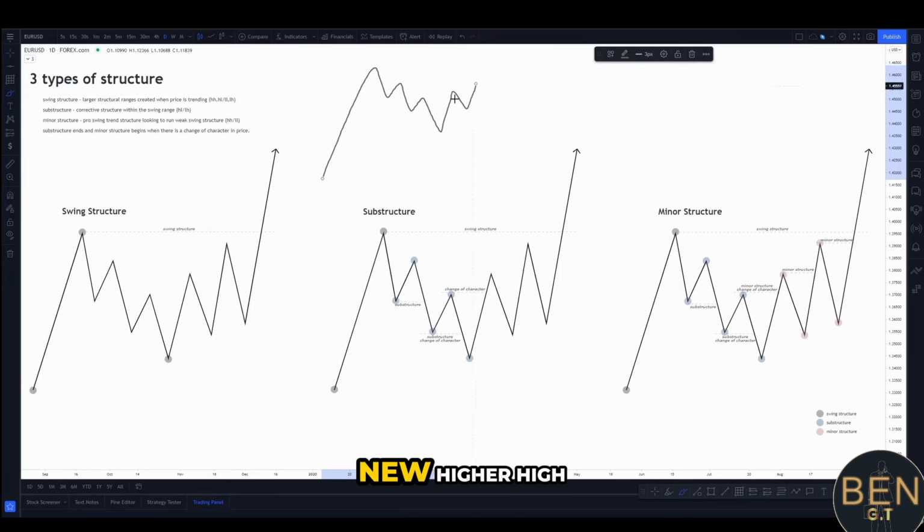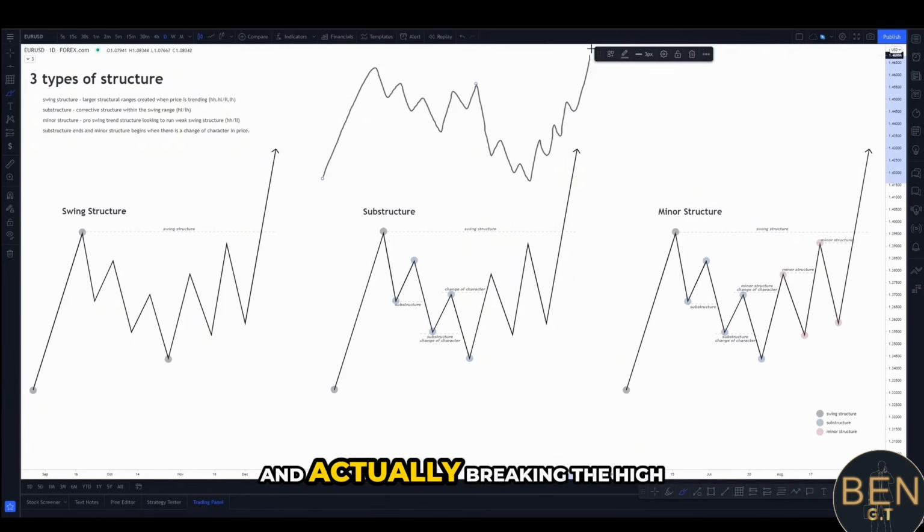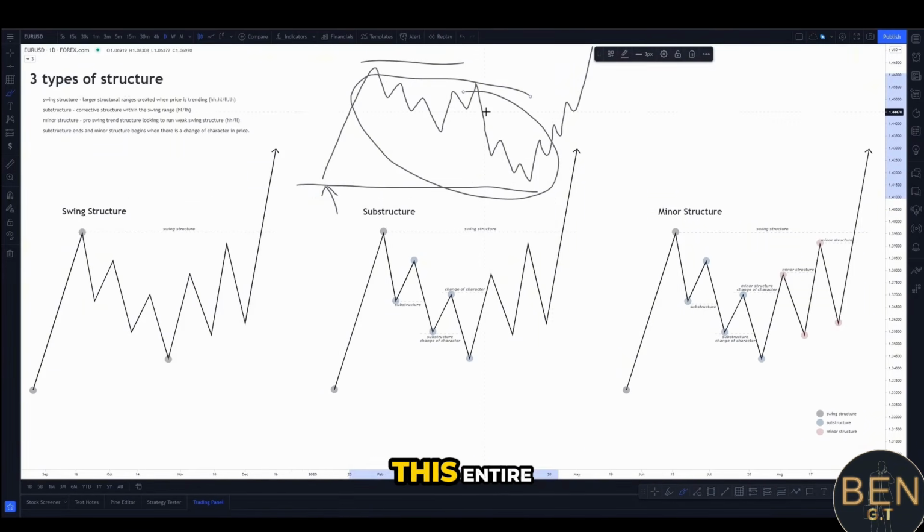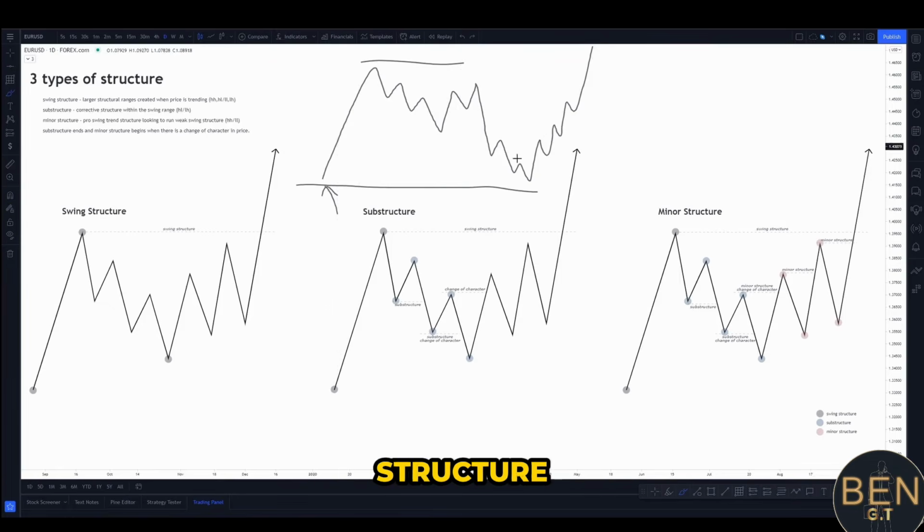We might even get a new higher high, and we're starting to look for entries, and then price could continue down, creating more substructure, and then continuing to the upside and actually breaking the high. Because as we said in the previous market structure videos, as long as this low is not violated, we're still in a bull trend. Price can range all throughout this entire impulsive leg of the swing structure and still continue and break the high to be valid.